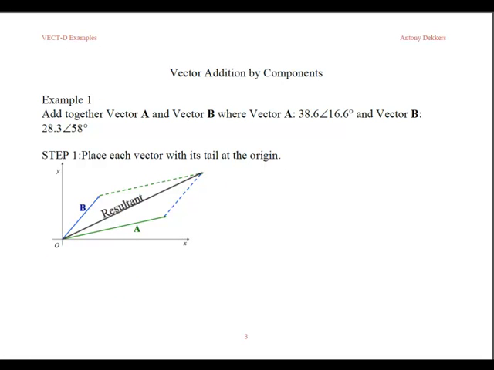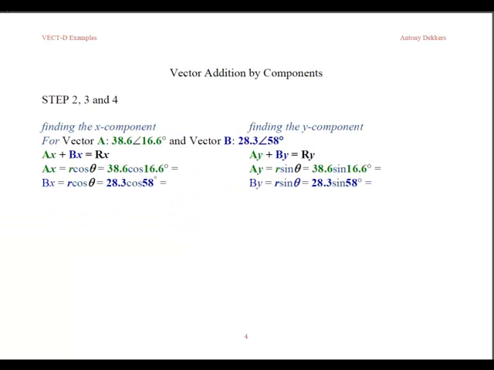So here's an example. So we're going to add these two vectors together, vector A and vector B, and they've been given in terms of an angle and their magnitude. So once again, draw a picture. That's what I've done here. And then what we've got to do is find the components of each vector. So let's do the x components of each vector first.